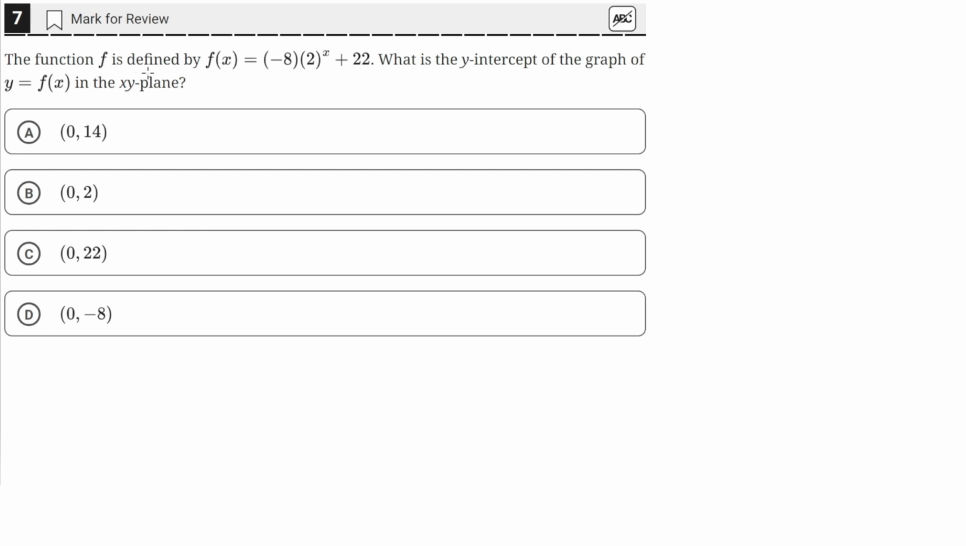The function f is defined by f of x equals negative 8 times 2 raised to the x plus 28. What is the y-intercept of the graph of y equals f of x in the xy plane? So we have this function, and we need to find the y-intercept. And we know that the y-intercept occurs when x is equal to 0. So we just need to find the value of y when x is equal to 0, where y equals f of x. So we'll just find the value of f of 0.